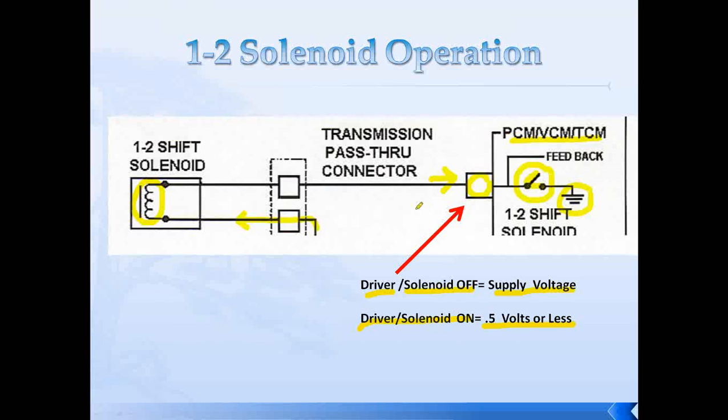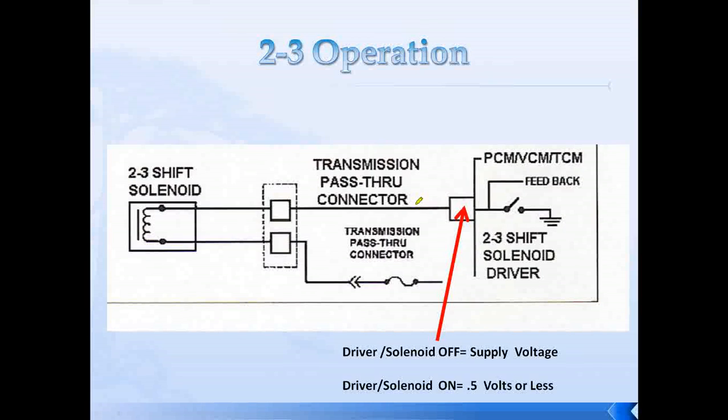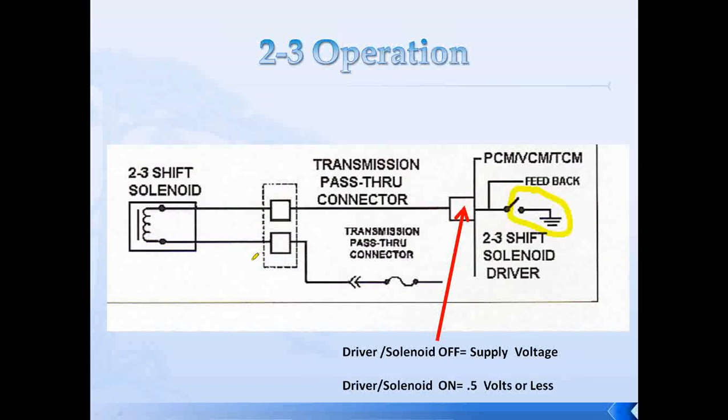Now, you're probably looking at this thing saying, well, that seems fairly simple. Well, it actually is fairly simple. It doesn't make any difference if we're talking about a 1-2 shift solenoid or we're talking about the 2-3 shift solenoid. They all work exactly the same way. This driver circuit is controlling the ground, and that's going to control the current flow through my solenoid assembly itself.